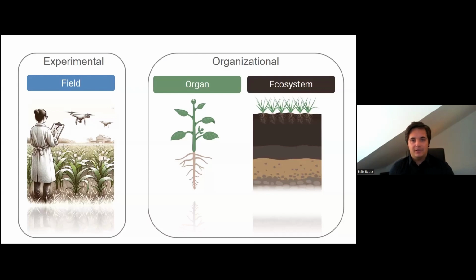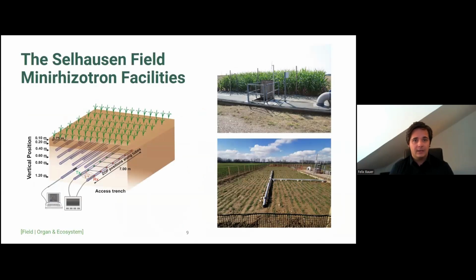So yeah, let's start with the first part, which was taking place on a kind of experimental scale and was looking basically at the organ and the ecosystem itself. Therefore, I would like to briefly introduce the Selhausen field mini-rhizotrons. So some of you who were working in PhenoRob may have heard of the mini-rhizotron facilities of Selhausen. These are root observatories where you can basically observe roots developing in the soil. And these facilities are situated within the TERENO Eifel Lower Rhine Observatory near Selhausen, Germany. That's where the name, of course, comes from. And they are built to compare different agronomic treatments and are therefore divided in several plots.